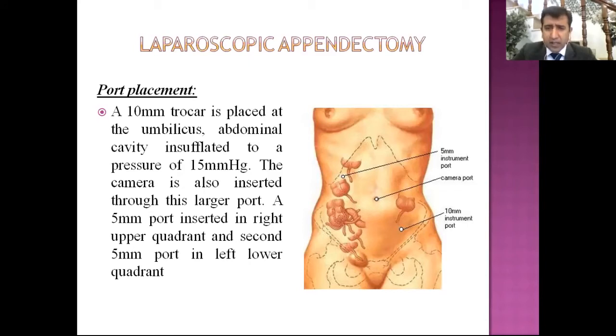If it's a child, you can place low insufficient pressure depending upon the size of the belly. And if it's a cardiac patient or a compromised patient, you should also put pressure low to avoid any anesthesia or blood pressure problem. Camera is also inserted to the large port. A 5 millimeter port is inserted in the right upper quadrant, second 5 millimeter port in the left lower quadrant, as we mentioned previously.